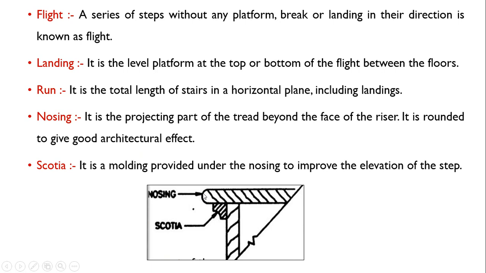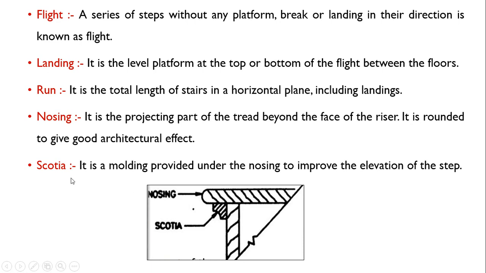It is the projecting part of the tread. So this is the tread, and the projecting part of the tread, this complete portion from here to here, is called nosing, and from here to here is the tread. The use of this nosing is to give an architectural effect. It enhances the beauty of the staircase.